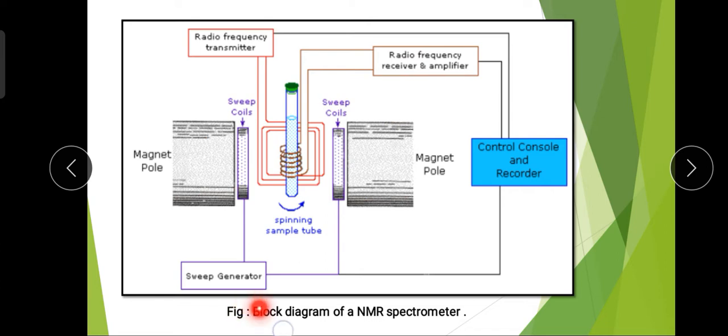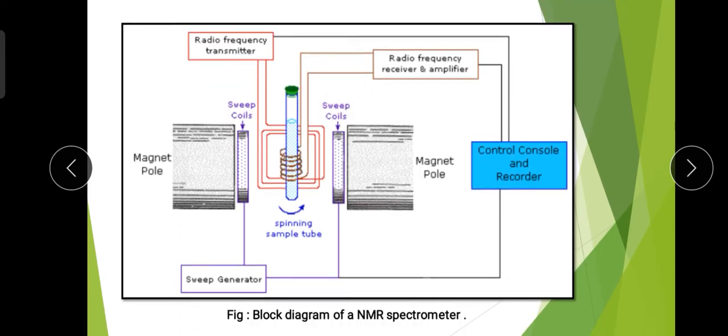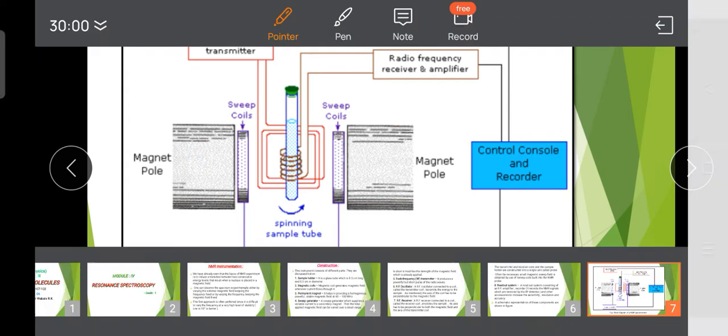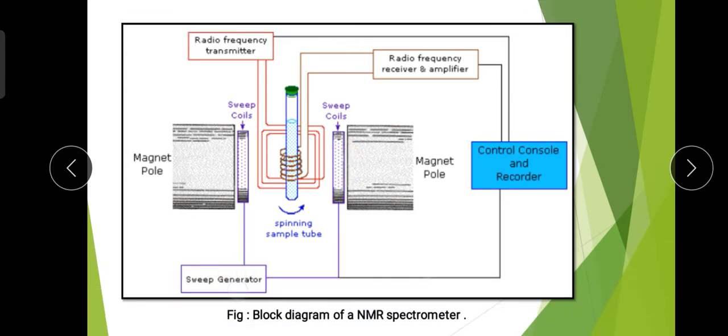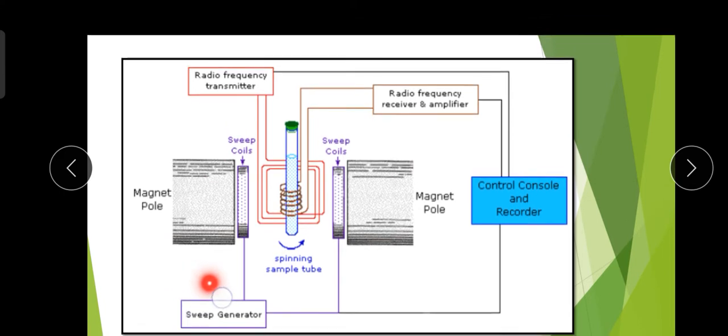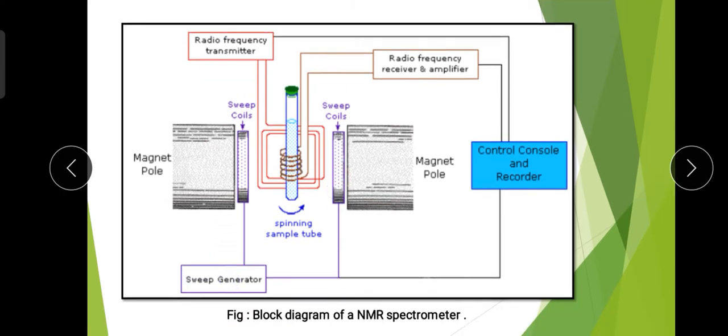So this is the block diagram of the NMR spectrometer. The important parts are the sweep coils, radio frequency transmitter, radio frequency receiver, RF amplifier, and the display or readout system, and the magnet, that is, these two permanent magnets. Then this is the sweep generator, and this is the sample holder. So these are all the different parts of the NMR spectrometer, or the construction of the NMR spectrometer.